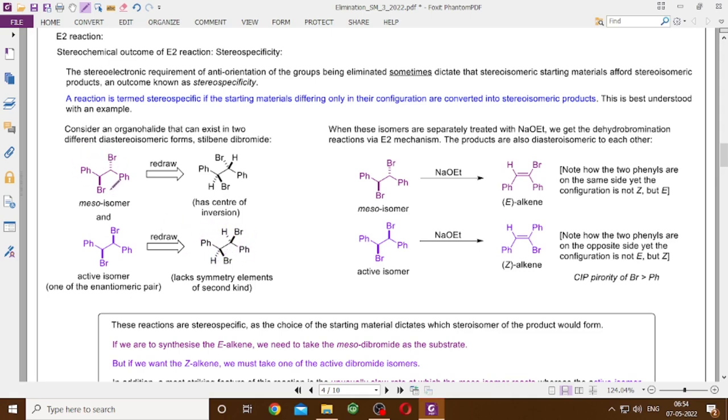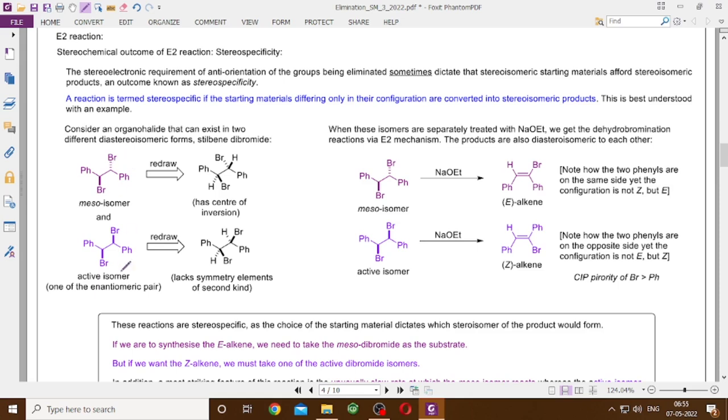The meso is optically inactive because it is internally compensated due to the presence of i. And this molecule, which is a diastereoisomer of the meso, is called the active variety. This can exist in two enantiomeric forms. I have drawn only one. If you draw the mirror image of this molecule, it will be the other enantiomer. And it lacks the symmetry elements; any second kind symmetry element is absent here. No i or sigma plane or rotation-reflection axis is present here.